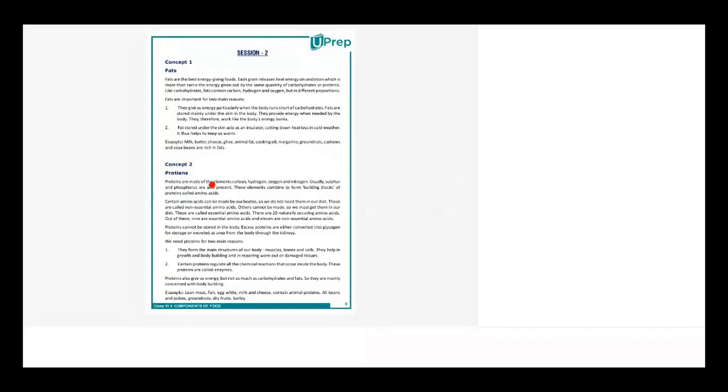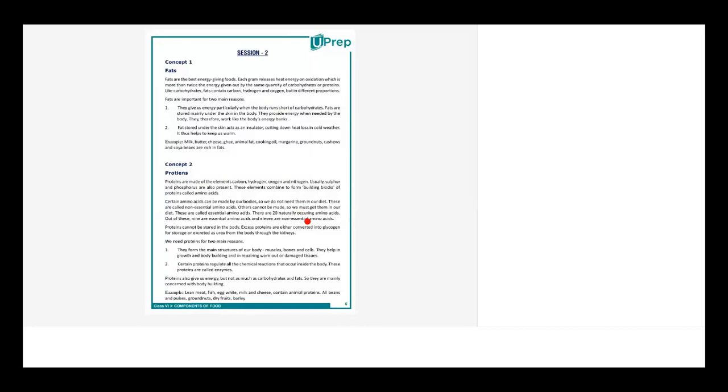And the building blocks of proteins are called amino acids. So several amino acids combine together to form proteins. Amino acids are the building block. Okay. Now there are two types of amino acids: essential amino acids and non-essential amino acids. So in total there are 20 naturally occurring amino acids which we find in food.